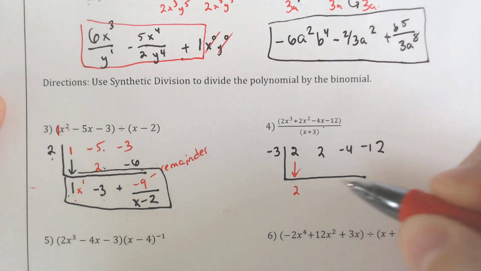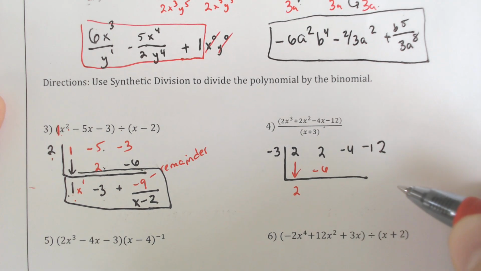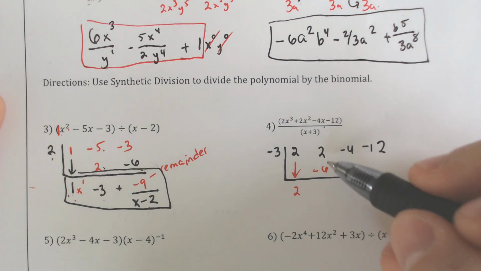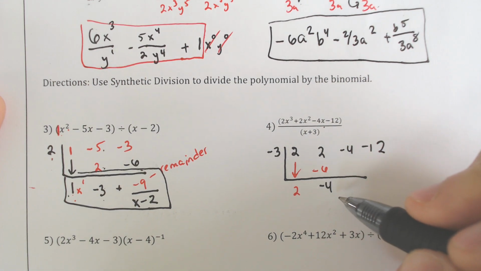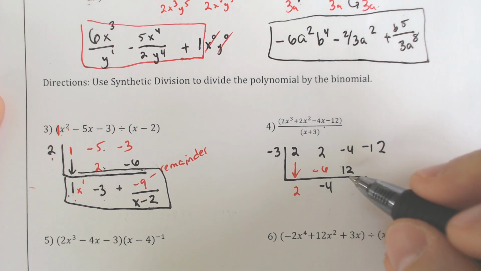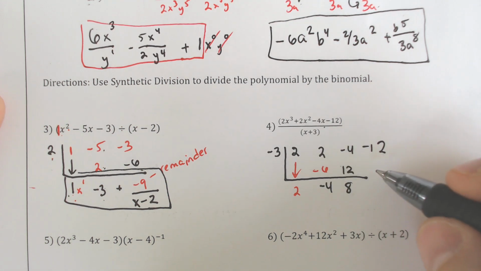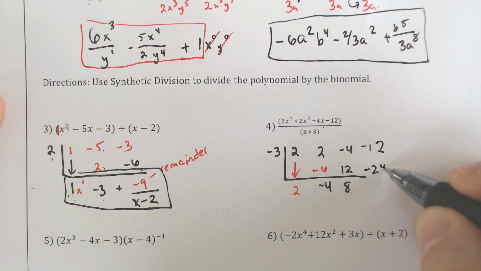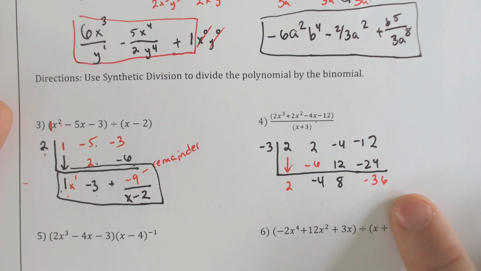Bring down the first number every single time. Multiply 2 and -3, you get -6. Add straight down. 2 and -6 makes -4. Multiply -3 and -4, you get 12. Add straight down. -4 and 12 makes 8. Multiply -3 and 8, and you get -24. Add straight down, you get -36. Okay? Last number is always your remainder.